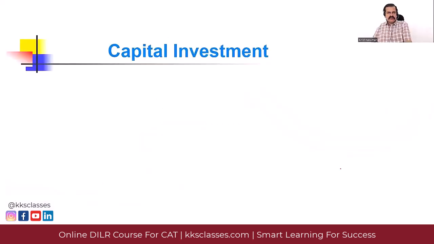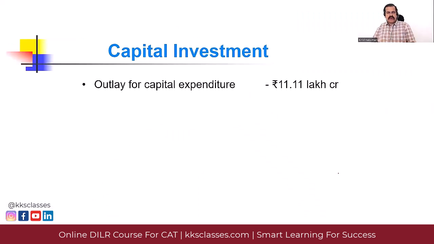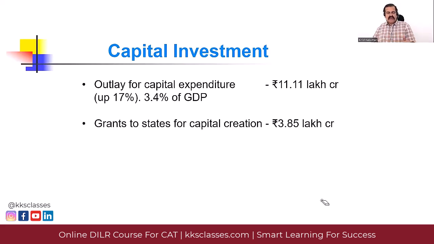In this budget, the total expenditure which has been set forth for capital investment is to the tune of 11.11 lakh crores, which is up 17% as compared to last financial year. This expenditure constitutes 3.4% of the GDP. In addition to this, the Government of India also gives grants to the various state governments for projects for asset building.